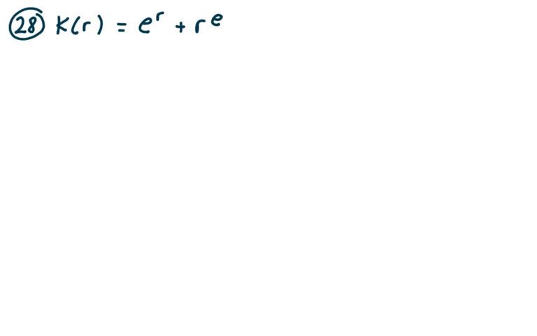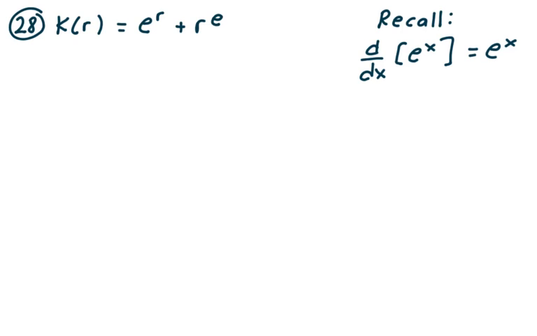Now, one more thing I'd like to recall, and we'll put this off to the side, is that the derivative with respect to x of e to the x is equal to e to the x. So with that in mind, I'm going to take k prime of r. Now, we're going to take the derivative of the first term, and we're going to add it to the derivative of the second term. The derivative of the first term, and in context, this is with respect to r, it's going to be e to the r.